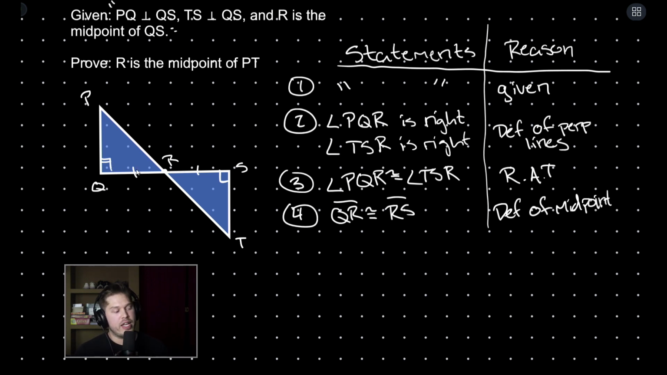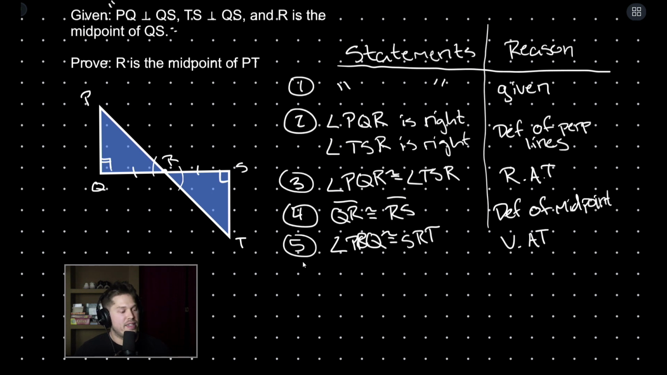We have an angle and we have a side. So we need either another angle or a side. And hey, looking to our picture, I can say, oh, we have a pair of vertical angles here. So I'm going to say for number 5 that angle PRQ is congruent to angle SRT by the vertical angle theorem.